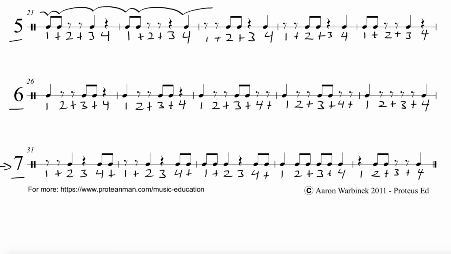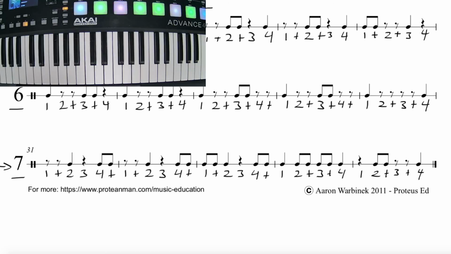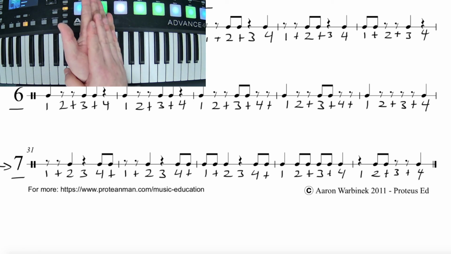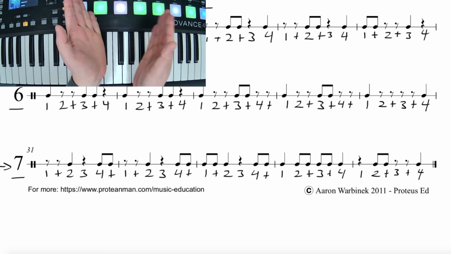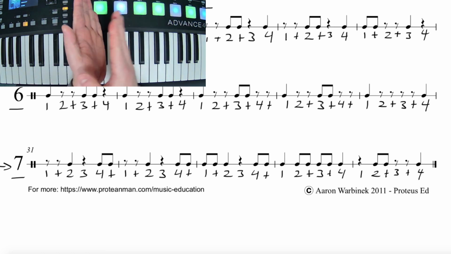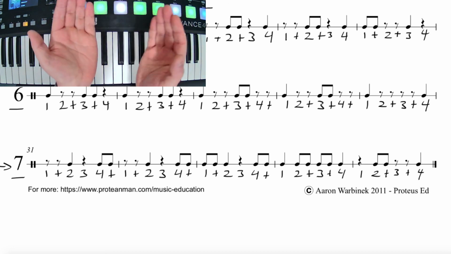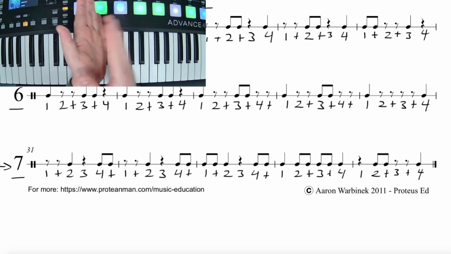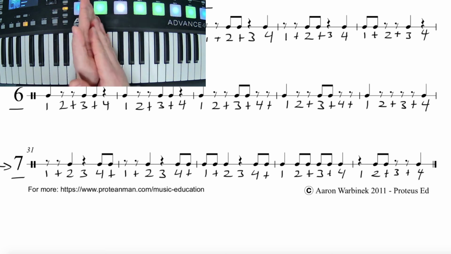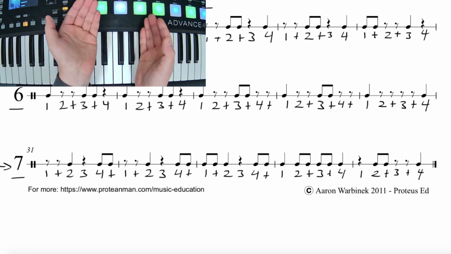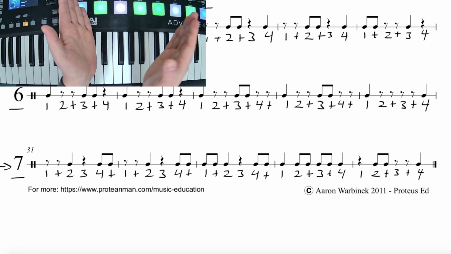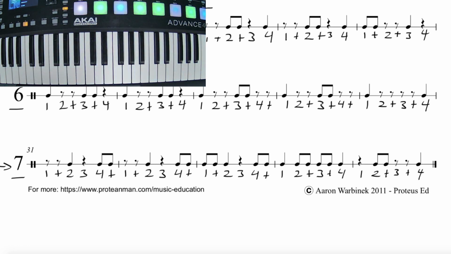So, last one, number 7. Are you ready? Here we go. Clapping and counting. Copy me exactly. 1, 2, ready, go. 1 and 2, 3, 4, and 1 and 2, 3, 4, and 1 and 2, 3, 4, and 1, 2, and 3, and 4. 1, 2, and 3, and 4. That's it. You're done.